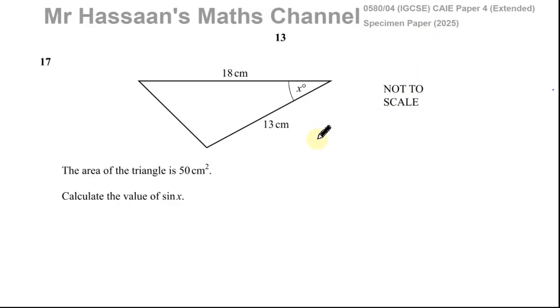So here we have a question which is asking us to find the value of the sine of this angle, given the area of the triangle as 50 centimeters squared, and given these two sides, which are the sides which the angle is formed with. Now, we have to be very careful in these questions. You can skim read the question and miss out some important points. So here they've asked us to find the value of sine x. Okay, the value of sine x.